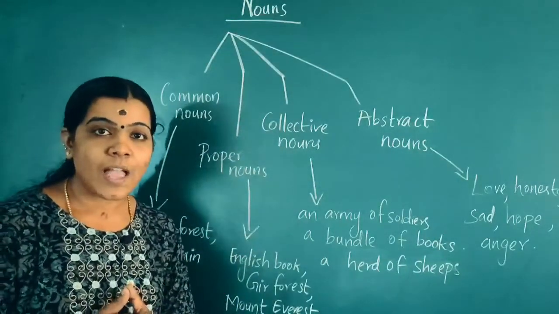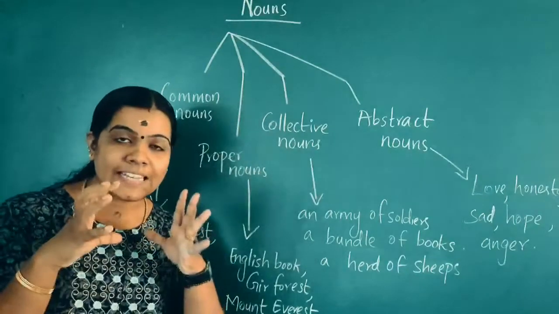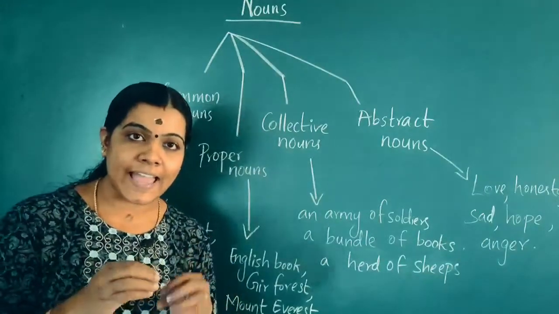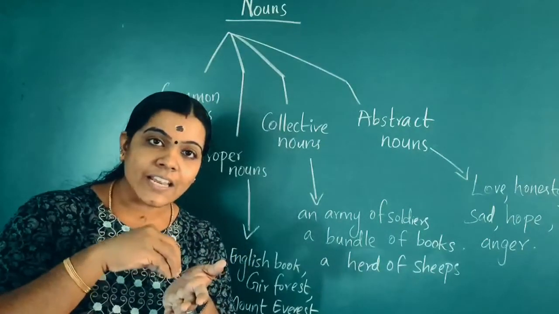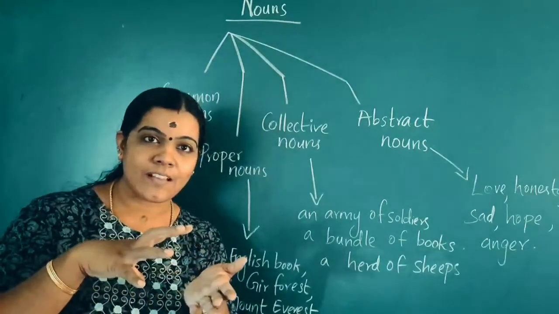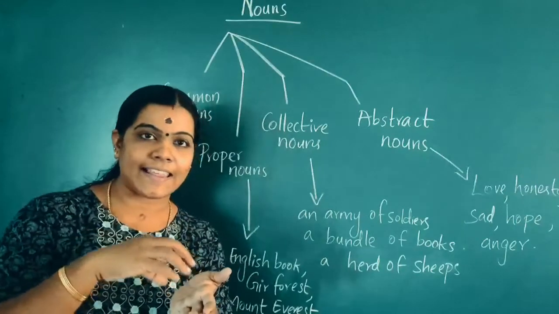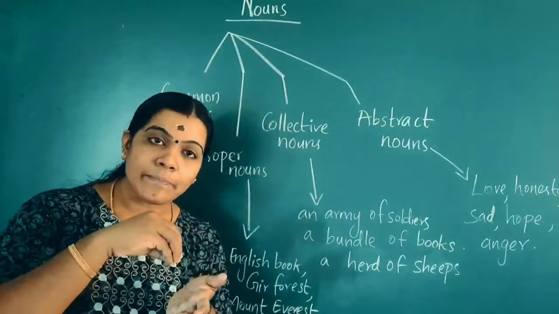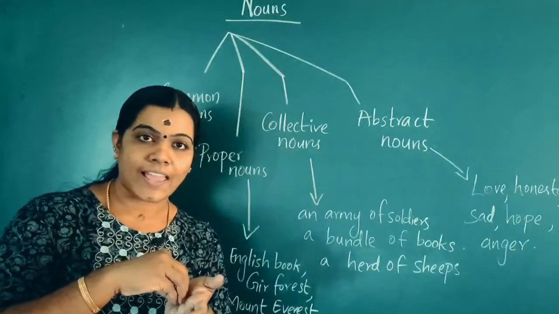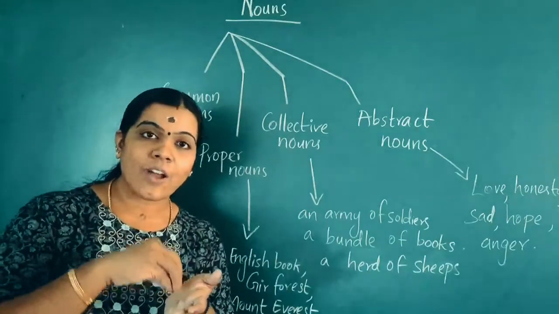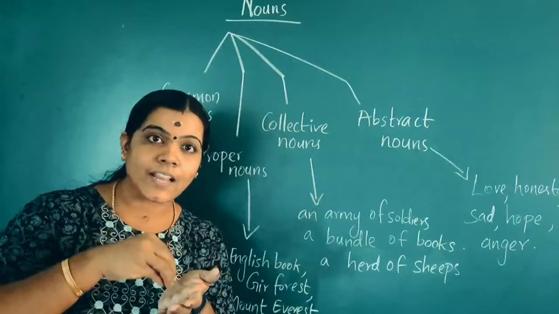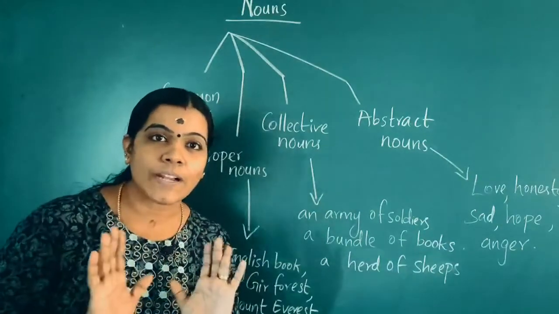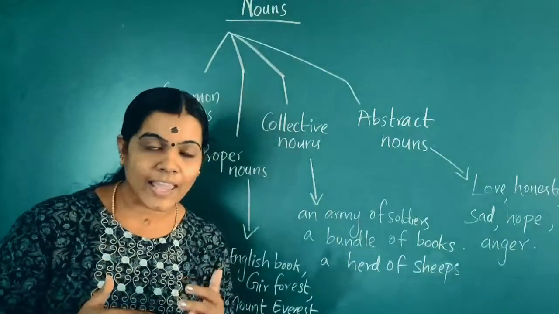Proper nouns. Proper, the name itself says that we are referring to it properly. We are referring to a thing in particular. Understood? We are not referring to it in general, we are referring to it in particular. Particular means referring to one person, like that.